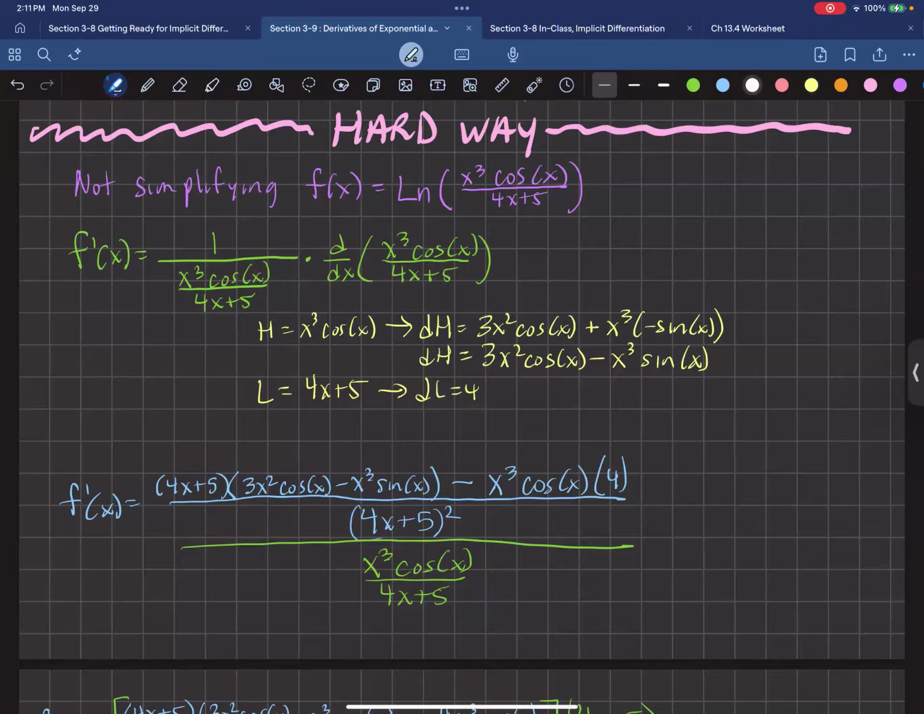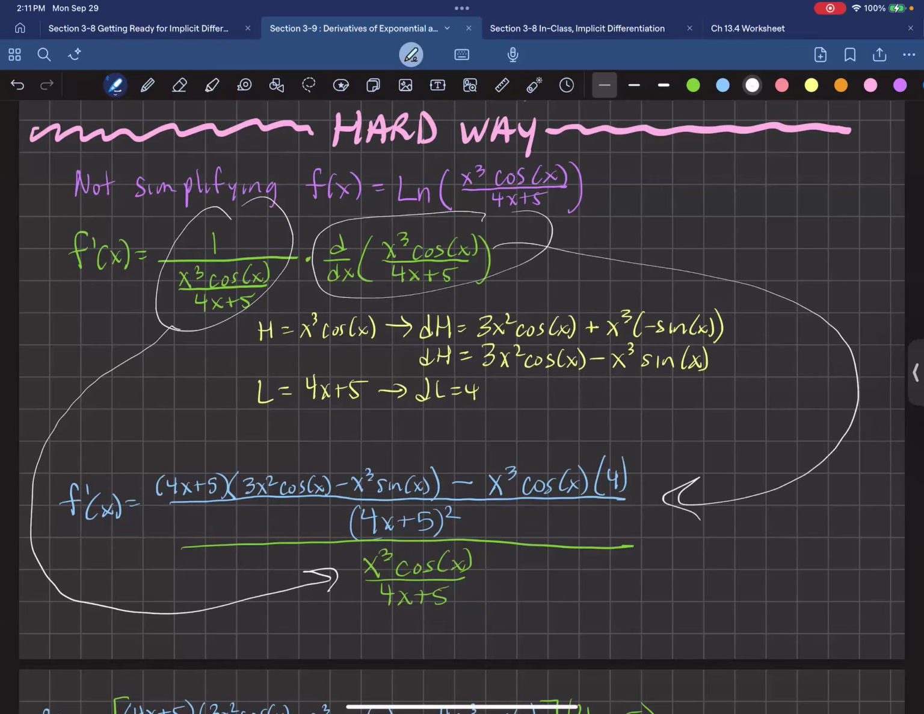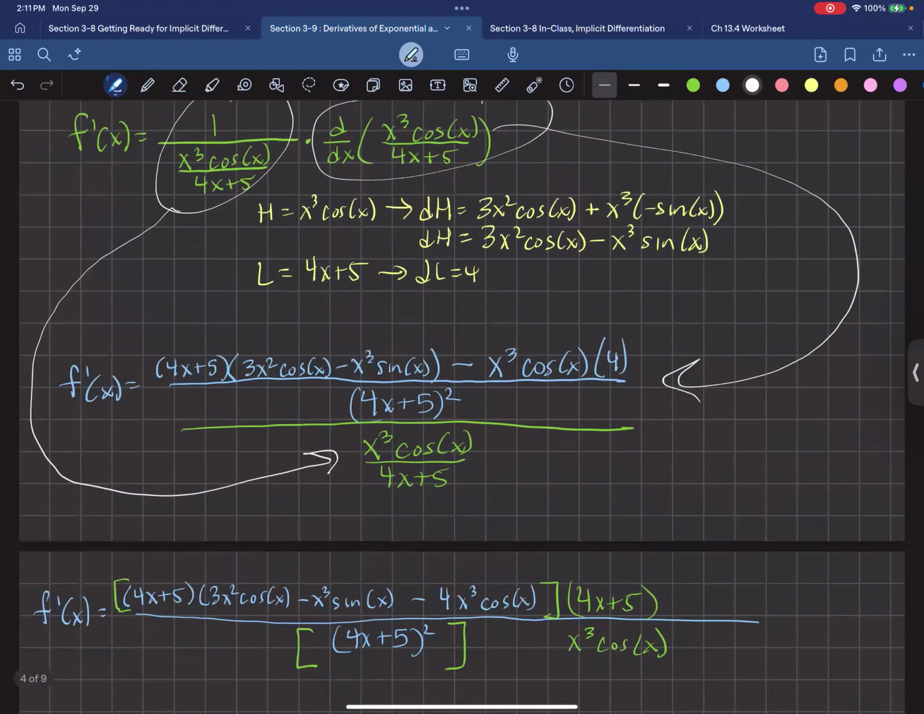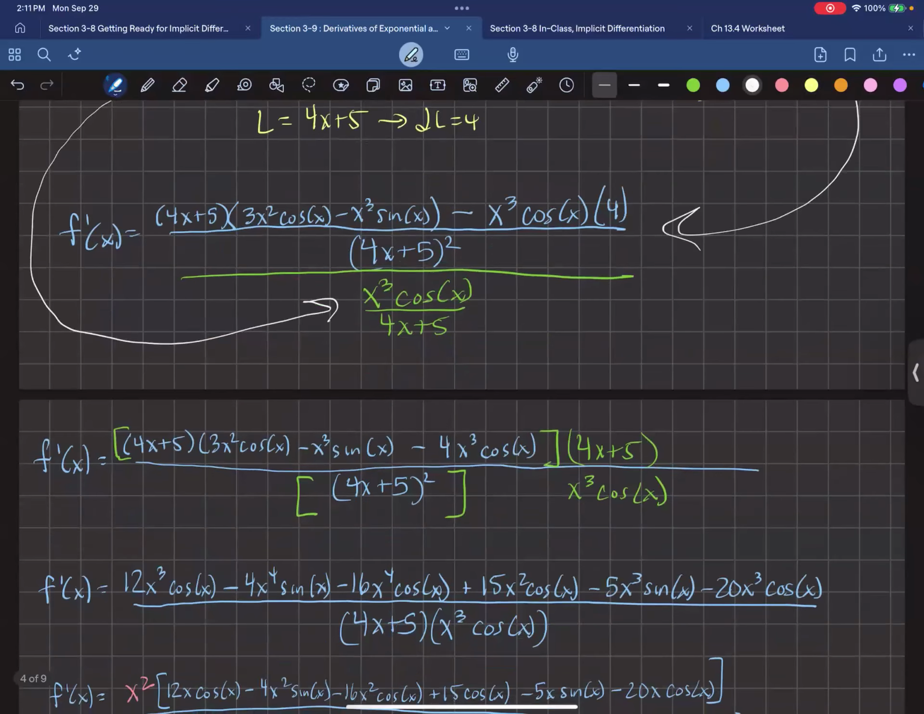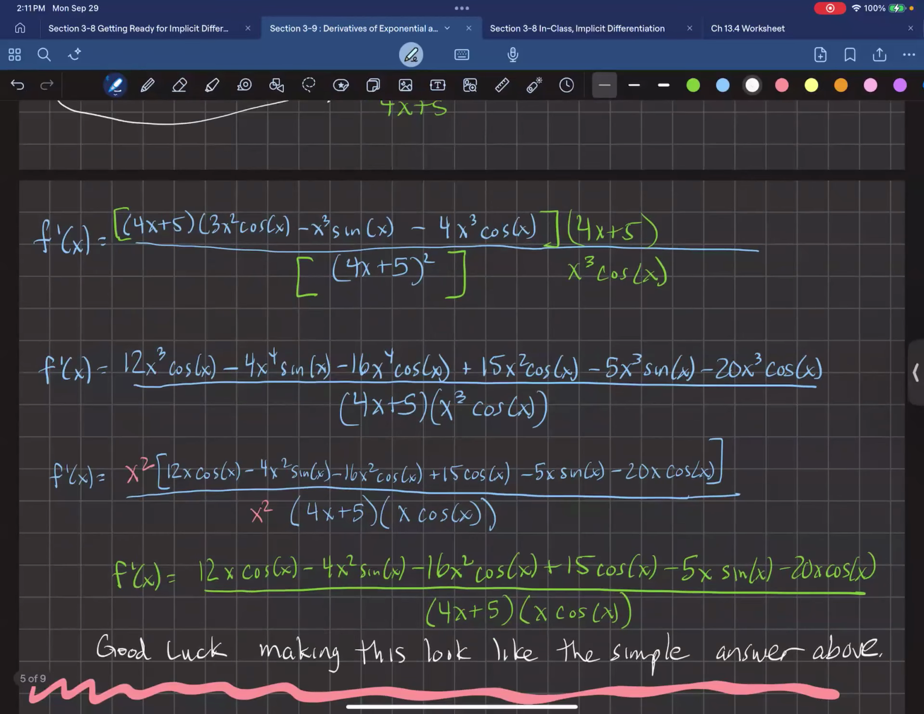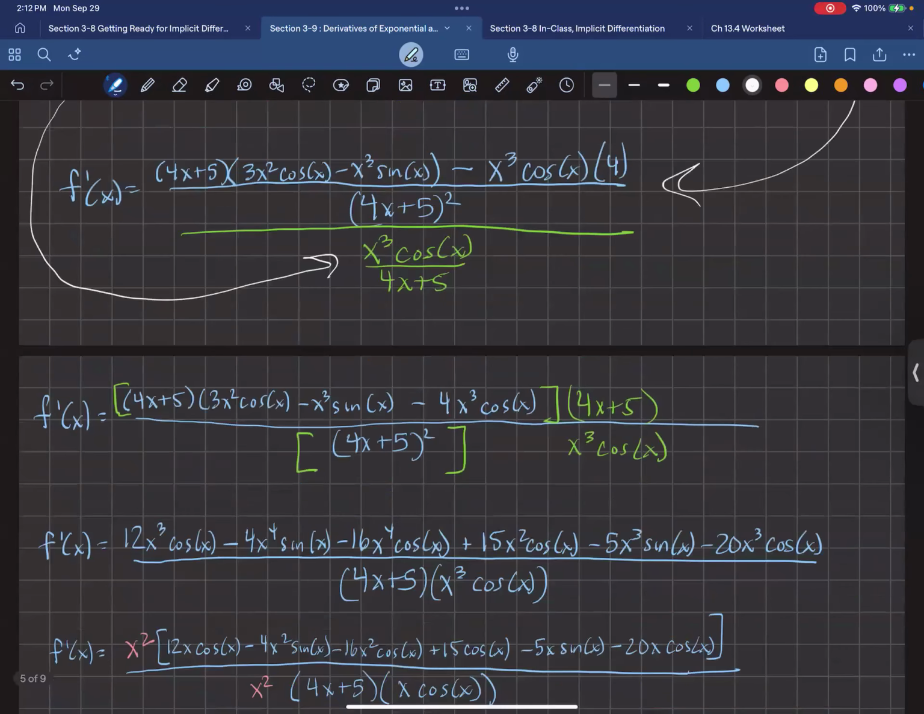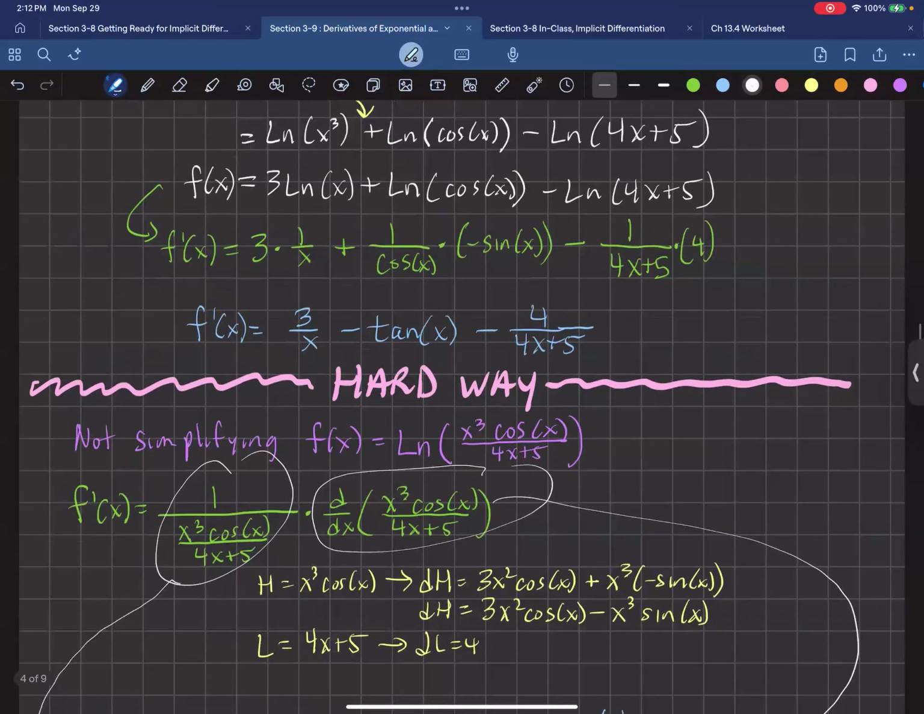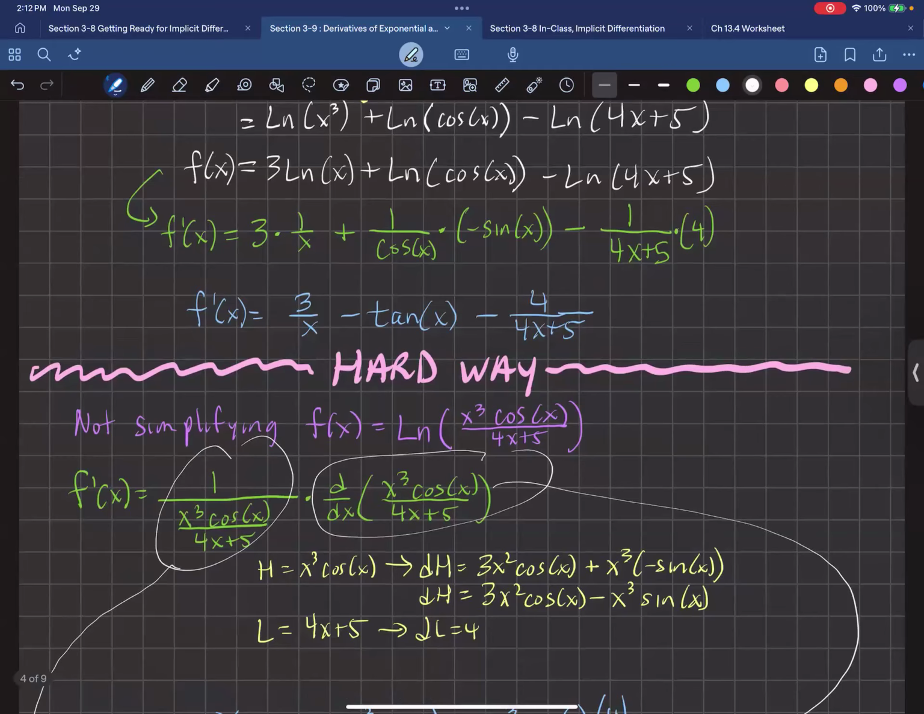this part here shows up as a denominator right there, and the quotient rule part is on top. Now we've got a complex fraction, and you can clean this all up. It's hell. I ended up getting this value, this right here, for f prime of x, after we got it down to a simple fraction. Supposedly, that cleans up to what we had up top. This nice little 3 over x minus tangent x minus 4 times 4x plus 5.